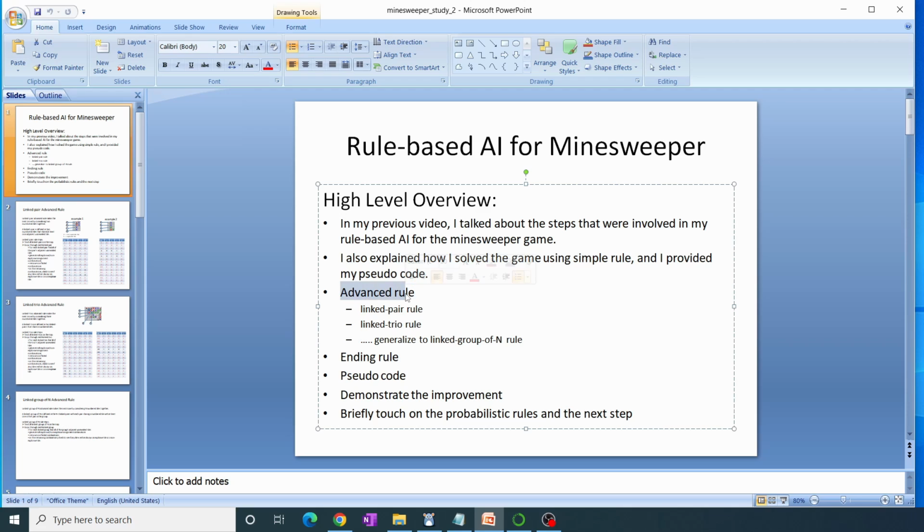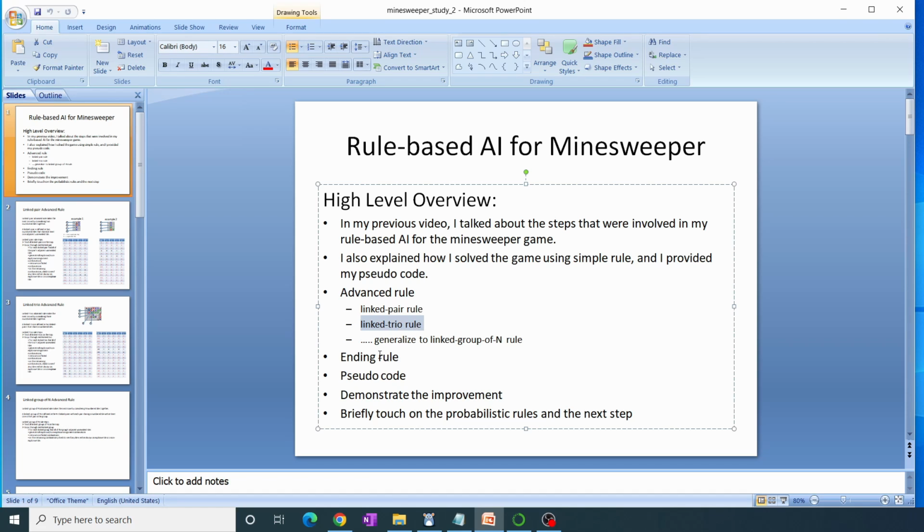A simple rule only considers one number tile at a time. In the advanced rule, we will be considering multiple number tiles at a time. If we are considering two tiles at a time, then I call it the linked pair rule. If we are considering three tiles at a time, then I call it the linked triple rule. This can be generalized to the linked group of n rule. I will explain the details about these rules later.